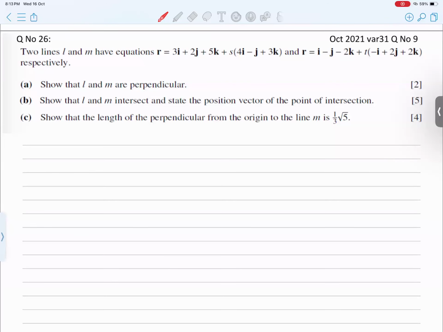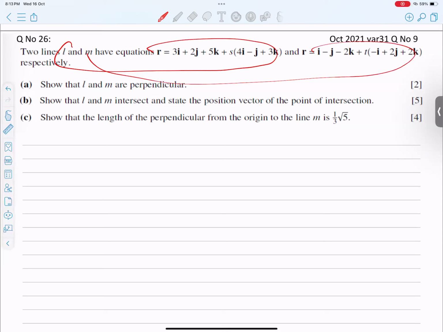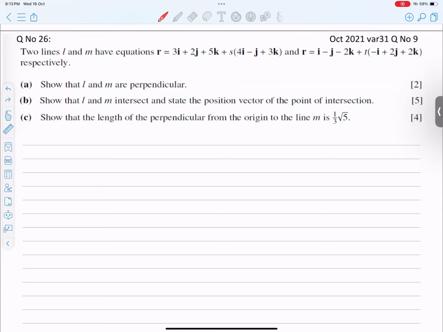Bismillah ar-Rahman ar-Rahim. October 2021, 31 variant, question number 9. What is the method to solve this question? He is saying number 1, because this is a line L, this is a line M, and he's saying that we must show that L and M are perpendicular. How can we show they are perpendicular?